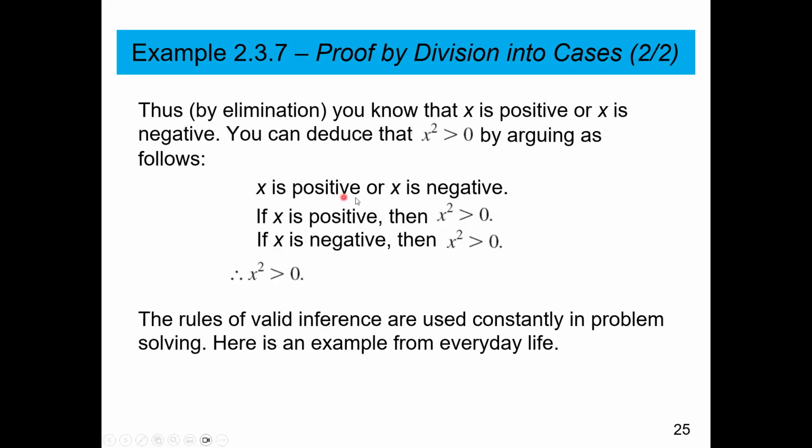So if X is positive or X is negative, if X is positive, then X squared is bigger than 0. If X is negative, then X squared is still bigger than 0. So X squared is bigger than 0. Notice that I excluded 0 because 0 is neither negative nor positive. I'm just going to move on from this.